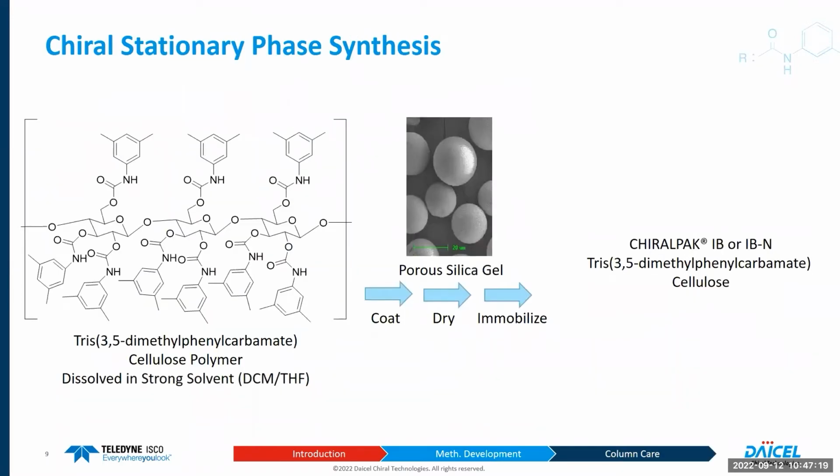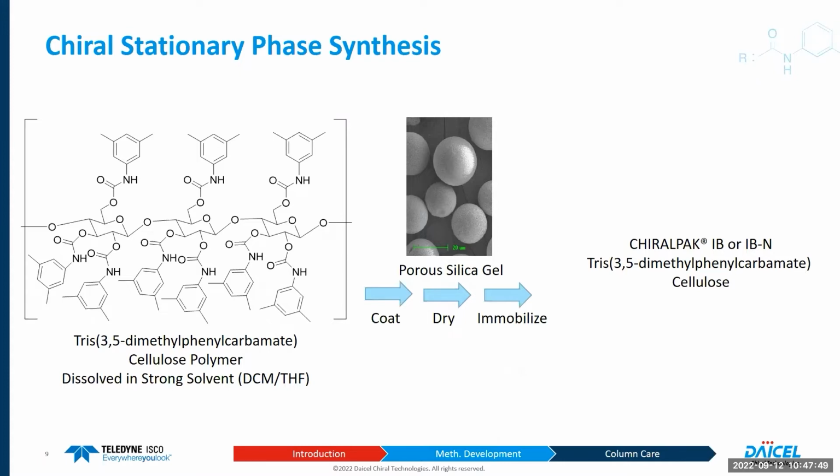But instead of just coating and drying down, you institute also an immobilization procedure. That immobilization procedure cross-links the polymer with itself, as well as binding it to the surface of the silica. That polymer is now no longer able to be solubilized from the silica gel. And so these immobilized columns are now compatible with things like dichloromethane, ethyl acetate, and THF, which expands the possibility of finding a chiral separation when you're doing a screening.